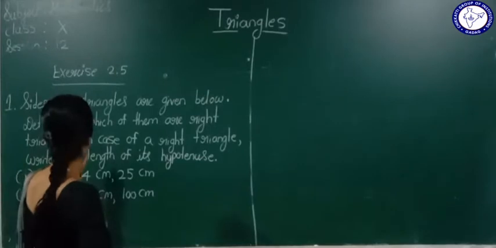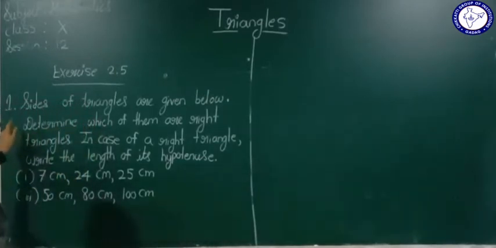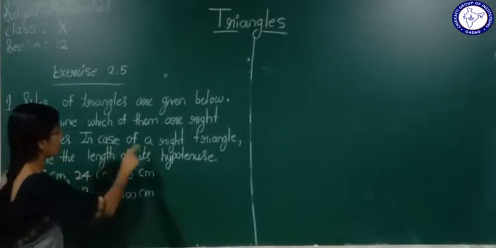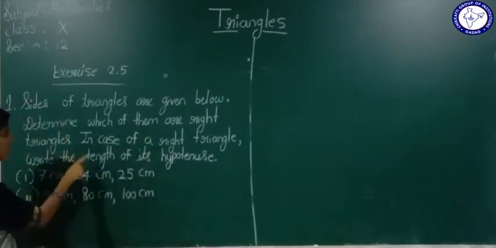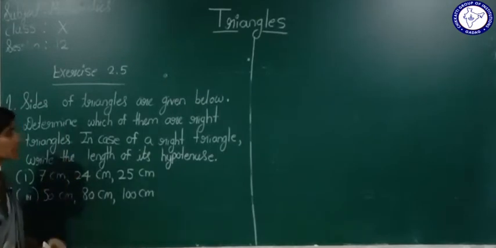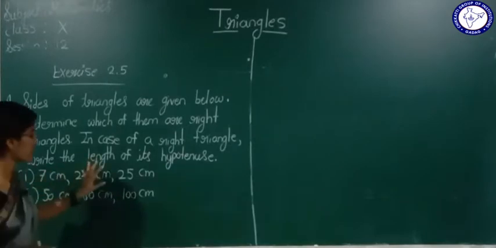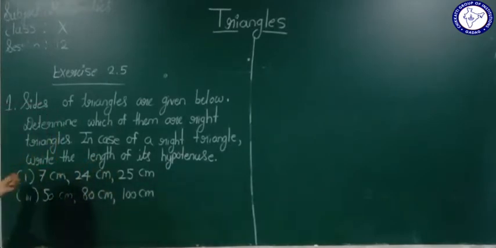See here, in exercise 2.5, the first problem: sides of triangles are given below. Determine which of them are right triangles. We have to tell which are right triangles. In case of a right triangle, write the length of its hypotenuse. We have to tell among these which are right triangles, and if it is a right triangle, the length of its hypotenuse.